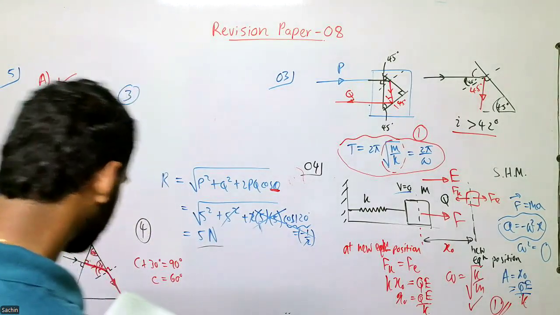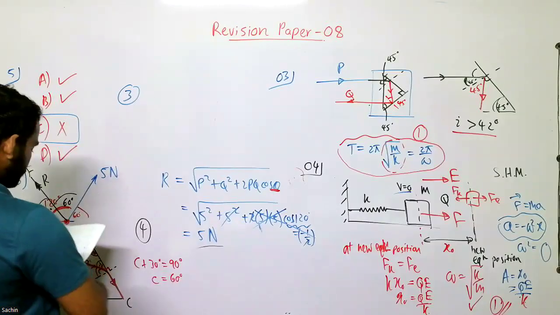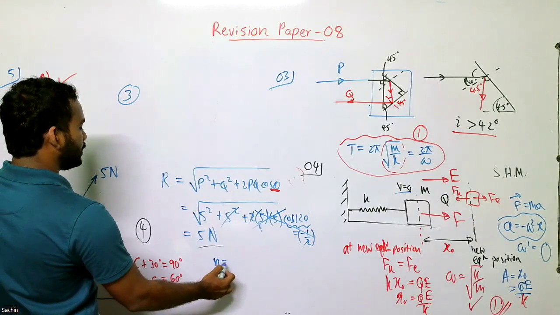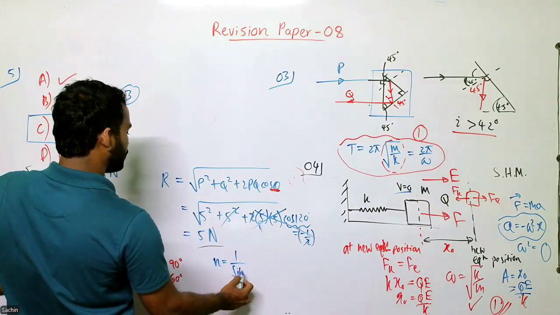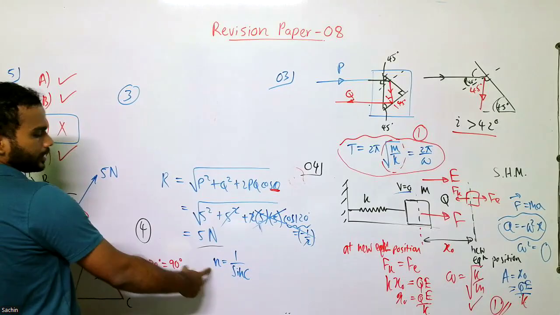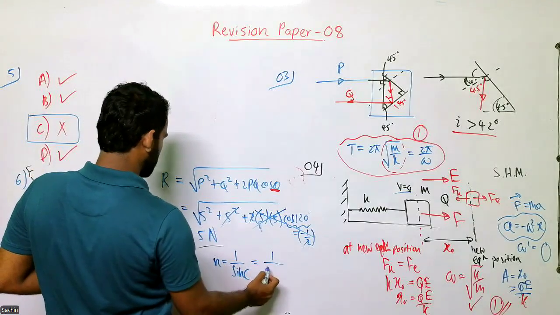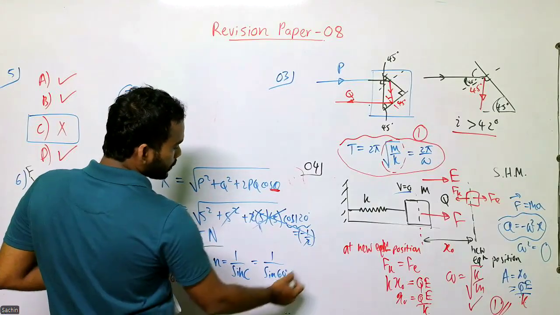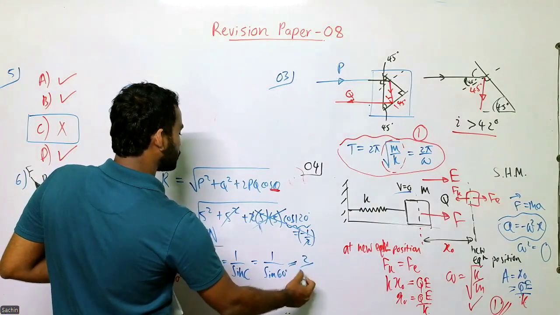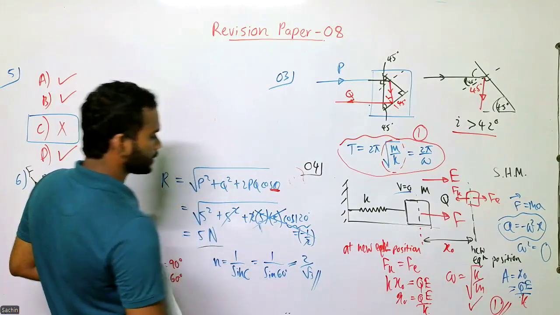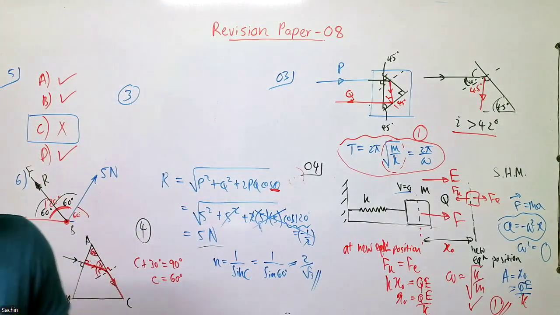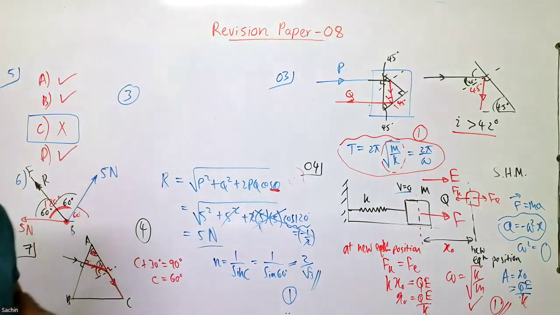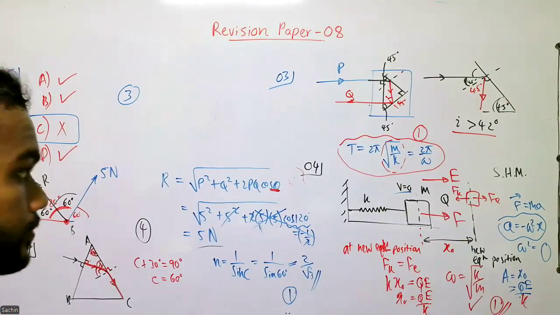What they ask us to calculate is the refractive index. When you know the critical angle, you can easily calculate the refractive index. How? It is nothing but 1 over sine C, so 1 over sine 60. Sine 60 is root 3 over 2, so the 2 goes to the top and root 3 will be in the numerator. So this is correctly given in the first answer. Done.